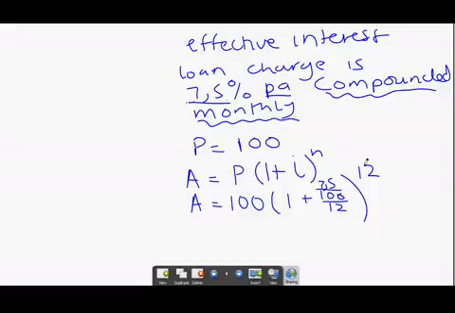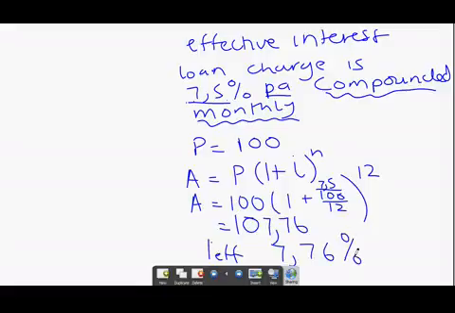I'm just going to fast forward a bit so that we don't spend so much time. Now this is going to give us 107.76, which means that if I am looking at the difference between the 100 and the 107.76, the difference is actually the percentage, the effective interest. So this is going to be 7.76. That's the actual interest that you paid for that year.